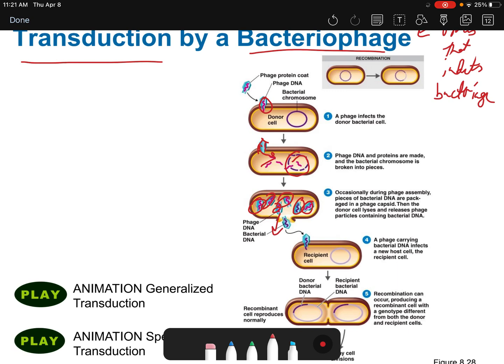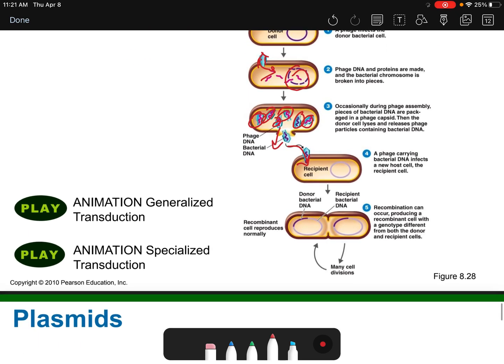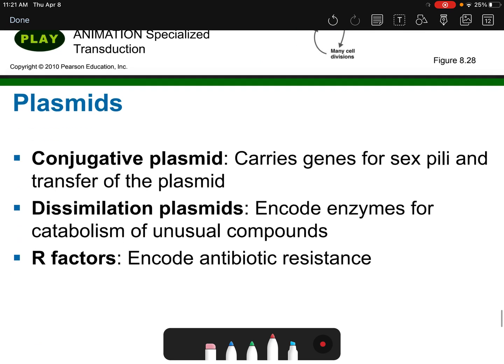The virus then busts open that bacterial cell, destroying it, and it will go and infect another recipient cell. And when it does that, it incorporates some of the bacterial DNA that it got from this cell over here into that new bacterial cell. And so that's another way that bacterial cells can get new genetic information.